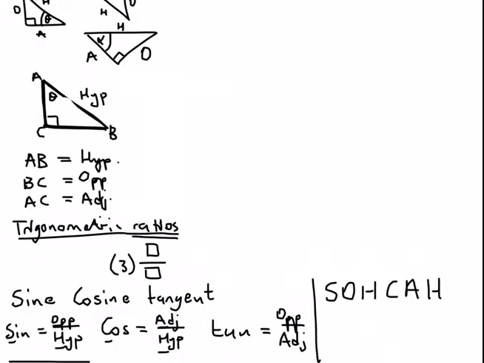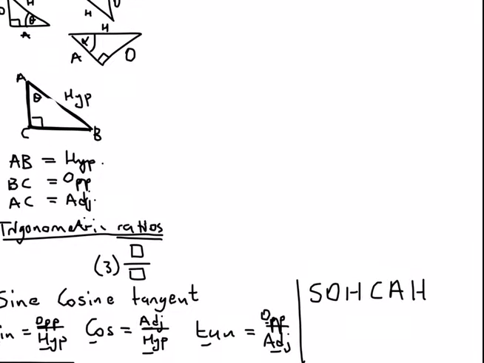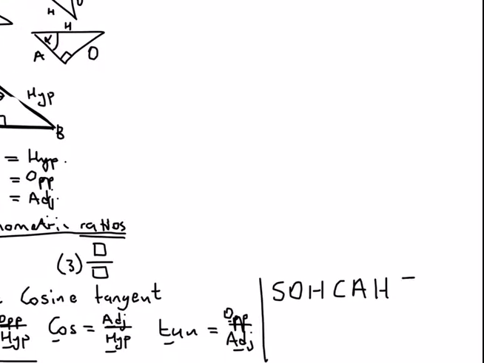Let's jump onto tan. We will say T, O, A. So we are taking T for tan, O for opposite, and A for adjacent. When you look at this and try to read it as one word, it looks like SOHCAHTOA.